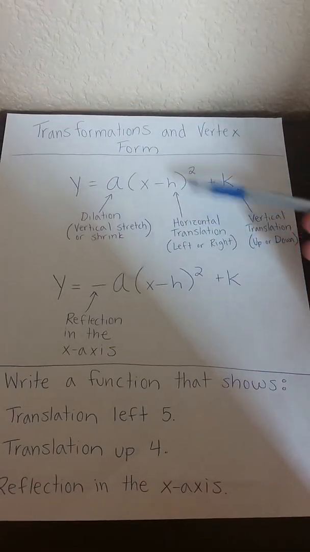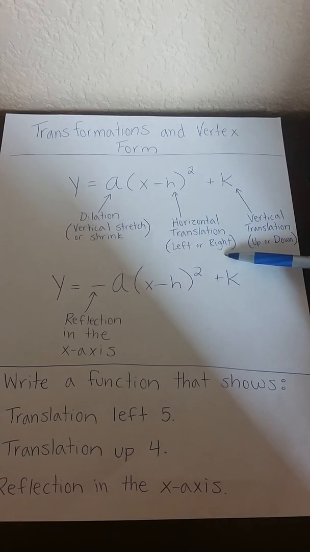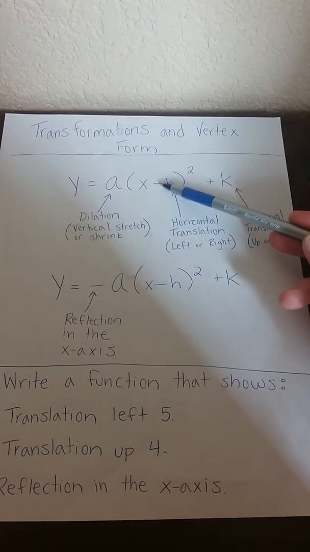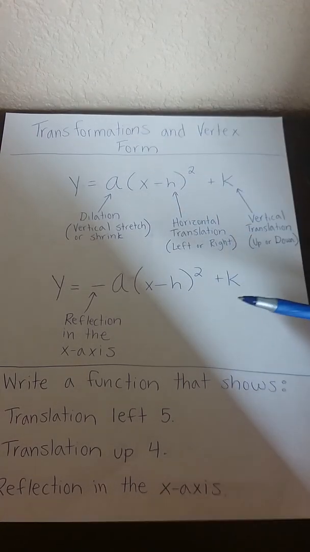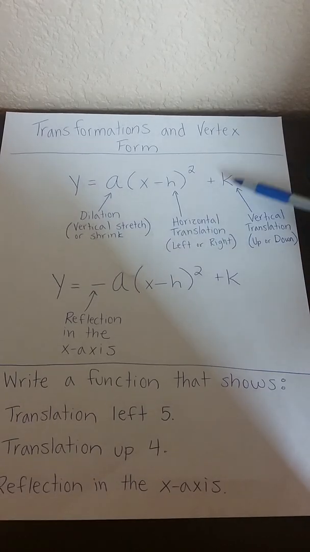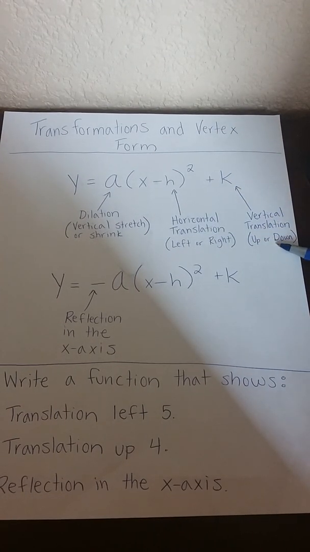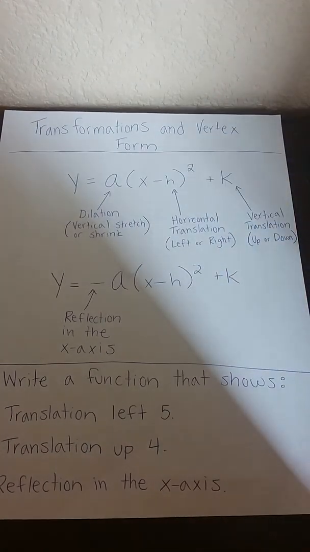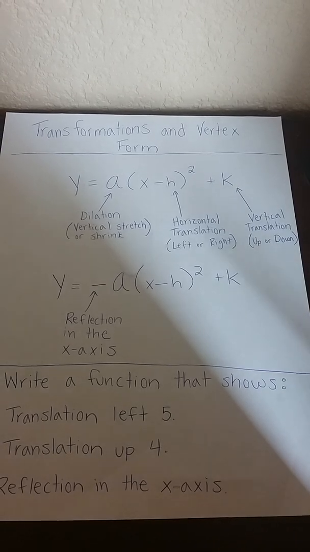The h is a horizontal translation, which is a left or a right movement. Because it's got a negative in front of it in the formula, you're really going the opposite direction of whatever number is inside the parentheses. K is a vertical translation, which is a movement up or down. And then h and k together give you the vertex of your parabola. That's why this is called vertex form.